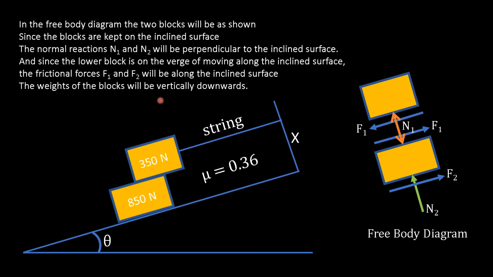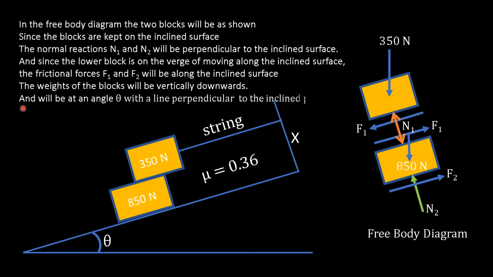The weights of the blocks will be vertically downwards. Weight of the upper block 350 Newton downwards and weight of the lower block 850 Newton downwards, and will be at an angle theta with the line perpendicular to the inclined plane. So this is the line which is perpendicular to the inclined plane, and these weights are at an angle theta with this line.